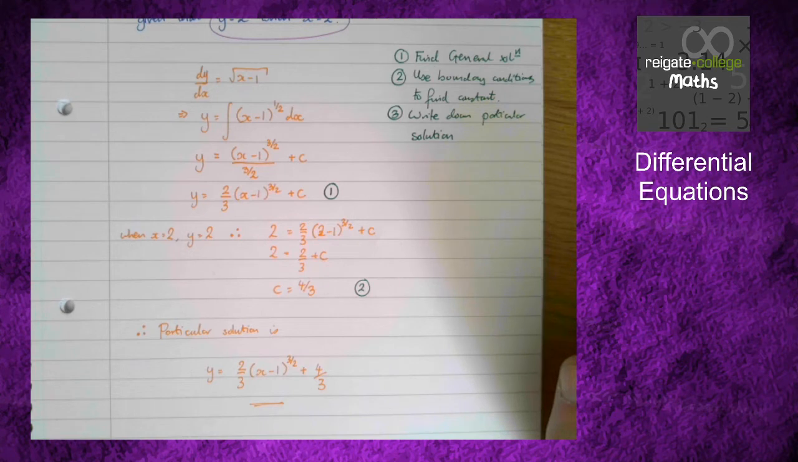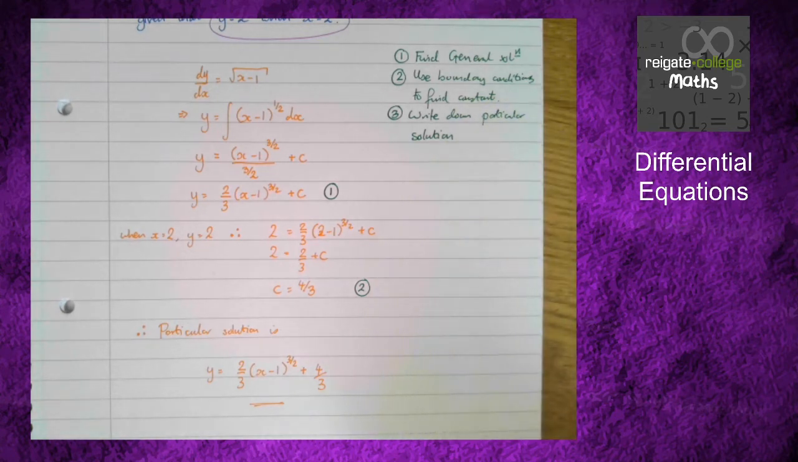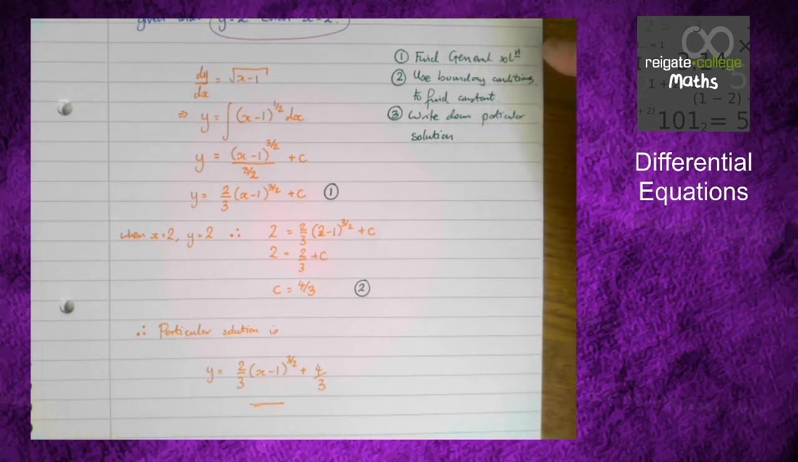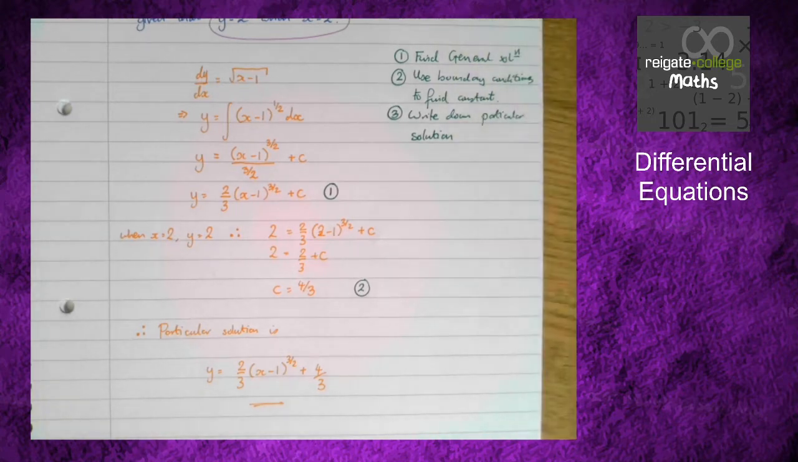So the next example we're going to look at is a little bit more complicated because it's going to involve that separation of variables step, but it's still following this sort of system of instructions. Find the general solution first, use the boundary conditions to find your constant, then write down the particular solution.